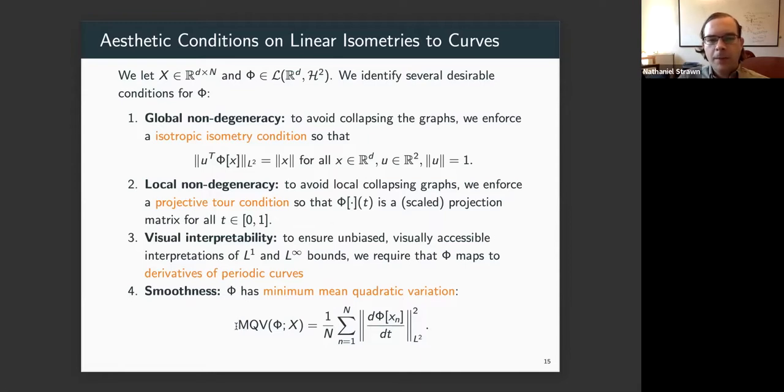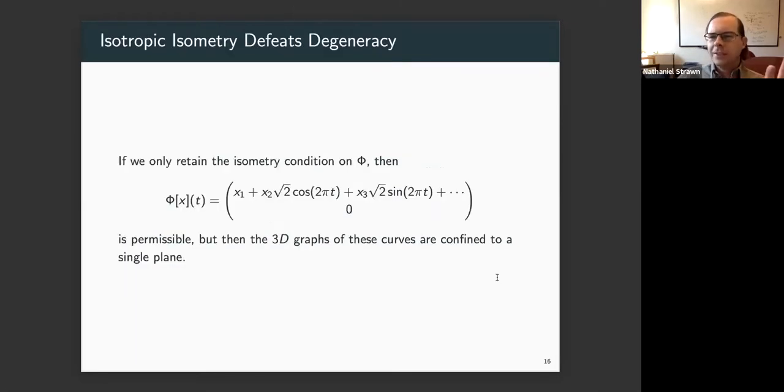So this will be a program, and it's going to try to minimize this mean quadratic variation, or MQV function, of the map phi given data x. And it's simply the average norm square of the tangent function of phi applied to a data point xn. So let's unpack all of these a little bit more.